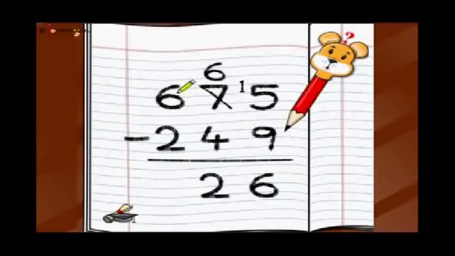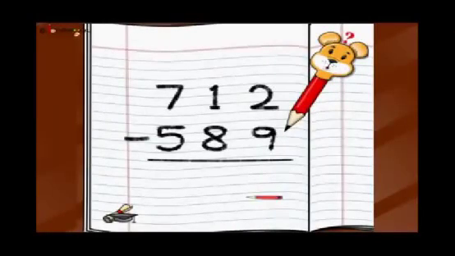Then you move to the hundredths position. Now you do 6 minus 2, which is 4. And you got the answer. 675 minus 249 is equal to 426. Isn't it easy? Let's take another problem.